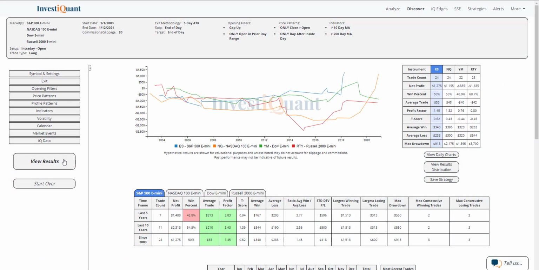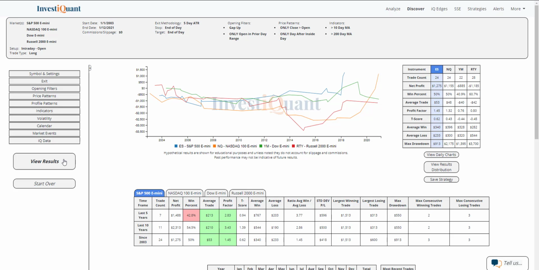And here we go. These are the results of going long at the open, 9:30 a.m. Eastern Time, exiting at the close, 4:15 p.m. Eastern Time, when the prior session is an inside day in a green daily candlestick, taking place above a 10 and a 200-day simple moving average, followed by opening above the prior close, but below the prior day high.